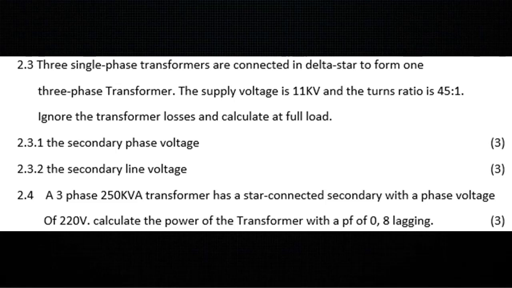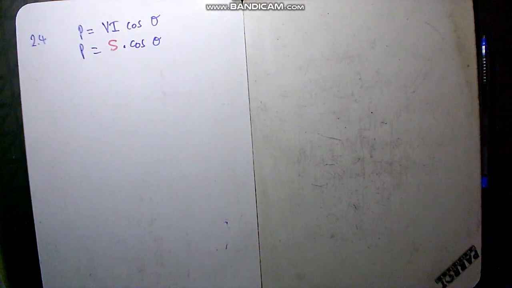The next question reads, a three-phase 250 kilovolt amp transformer has a star-connected secondary with a phase voltage of 220 volts. Calculate the power of the transformer with a power factor of 0.8 lagging. So notice here, the power given is apparent power because it is kVA. True power equals VI cos theta. VI is equal to S.